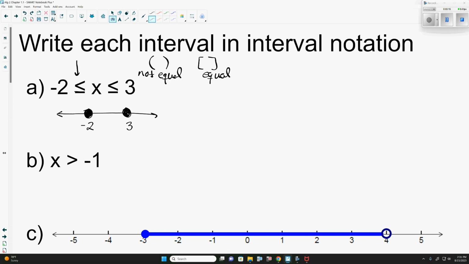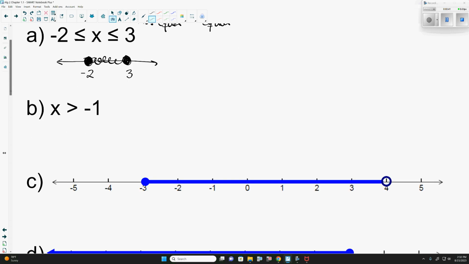And one of the nice things with inequalities is if x is in the middle, we shade in the middle. If x is in the middle, we shade in the middle. And that's one of the main ways I remembered it, especially with and statements. If x is in the middle, we shade in the middle. Because it's saying -2 is less than or equal to x is less than or equal to 3. So it's between those two spots. Questions on how we graph this?